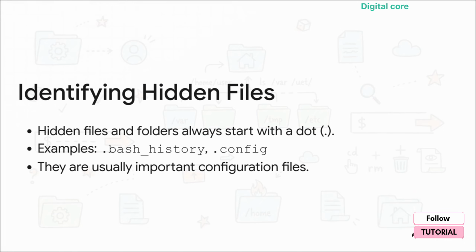But here's the big secret to how it works. In Linux, if you want to hide a file, you just put a dot at the beginning of its name. That's it. It's that simple. And the reason they're hidden is because they're often important config files that you really don't need to be looking at every day. So they're tucked away to keep things tidy and reduce clutter.